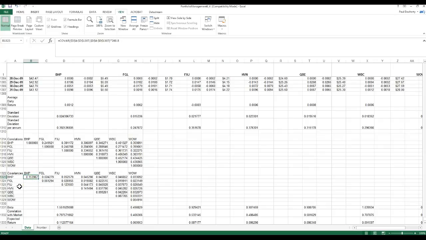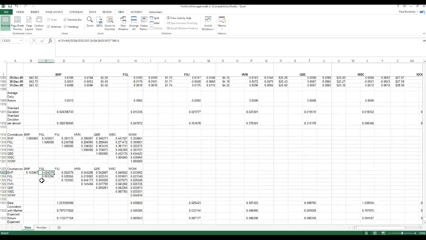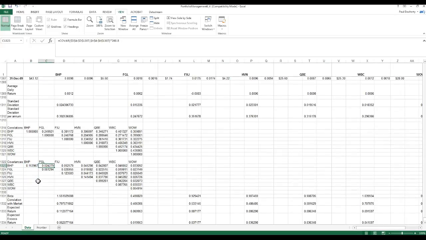So to calculate the covariance between each of these stocks, once again what I can do is calculate my daily covariances using the formula COVAR, C-O-V-A-R, and then in parentheses include the two series that I'm working with. So in this particular case, if I wanted, for example, the covariance between daily returns of BHP and daily returns of Foster's Group, then I could just calculate the covariance between BHP daily returns and Foster's Group daily returns.